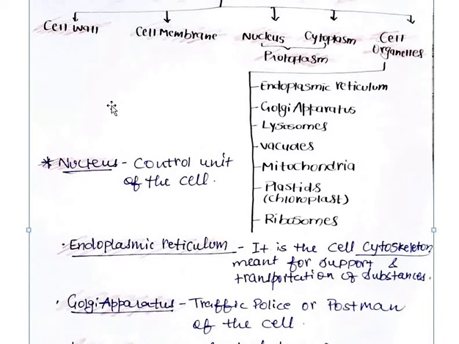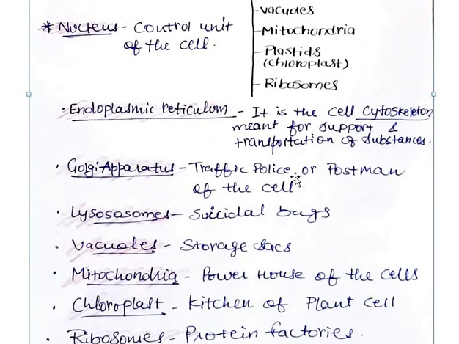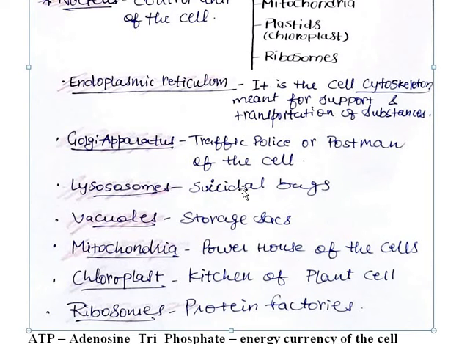For example, the nucleus is known as the control unit of the cell. The whole metabolism and functioning of the cell is under the control of the nucleus. Then ER provides strength inside the cell, it provides support and helps in transportation of substances. Golgi apparatus is the traffic police or postman of the cell, which helps in transportation of various substances. Lysosome, known as the suicidal bag or sweeper or cleaner of the cell, helps to remove dead organelles and dead cells from the body, and even kills the bacteria which enter the cell.